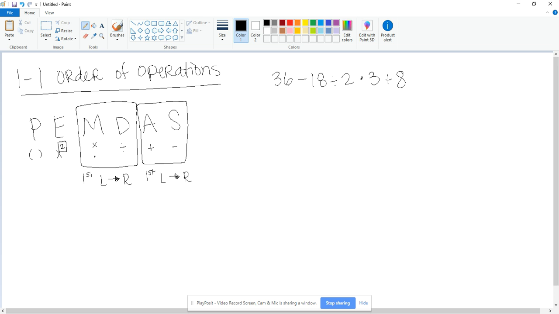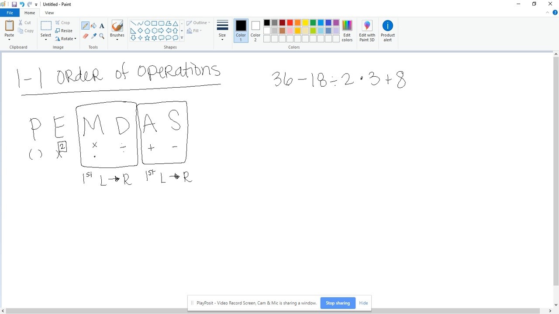Now let's go ahead and try it with this expression that we have up here. We have 36 minus 18 divided by 2 times 3 plus 8. In my order of operations, I have to say, okay, please excuse my dear Aunt Sally. Do I have any parentheses? No, so I don't have to worry about that. Do I have any exponents? No, not in this one. Do I have any multiply or divide? And I ask it at the same time because they are of the same importance. And my answer is yes.